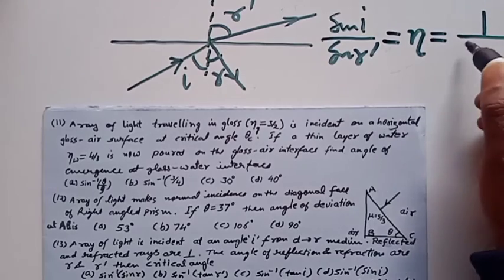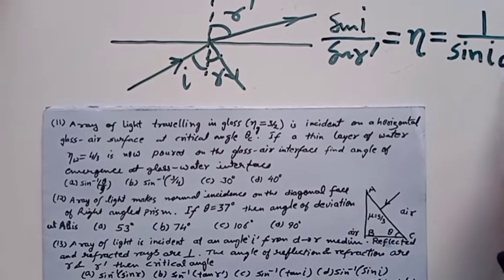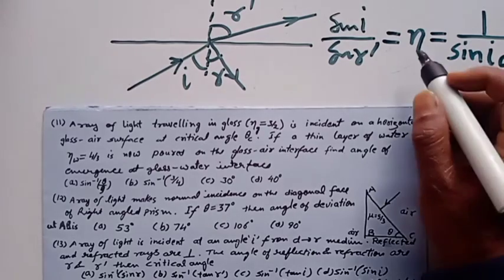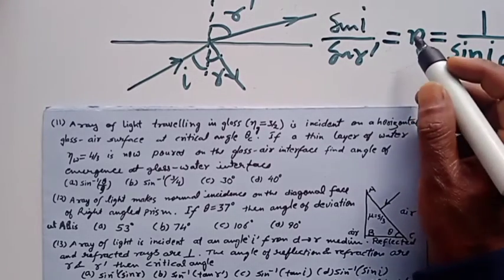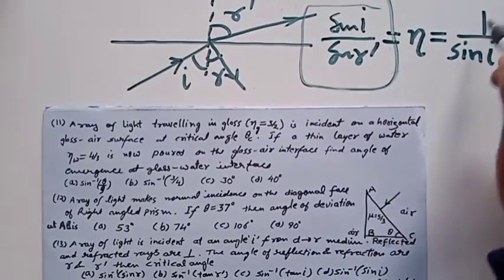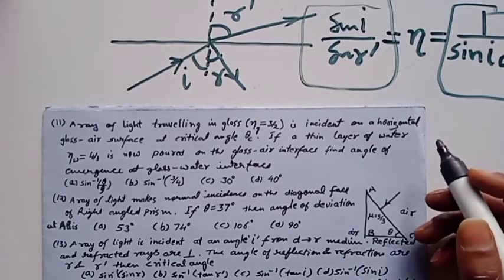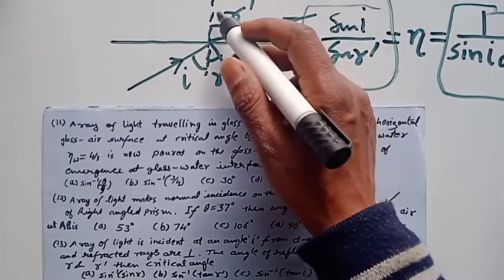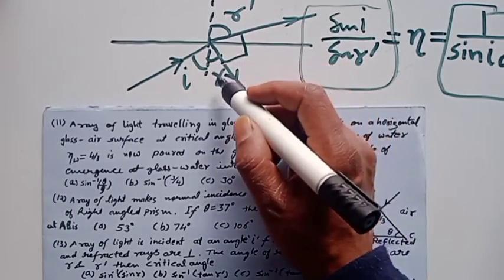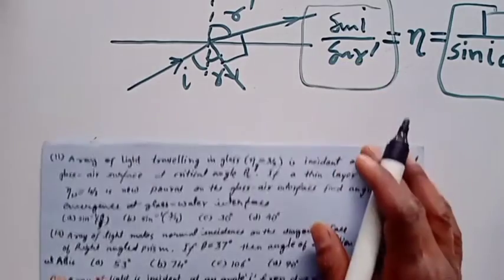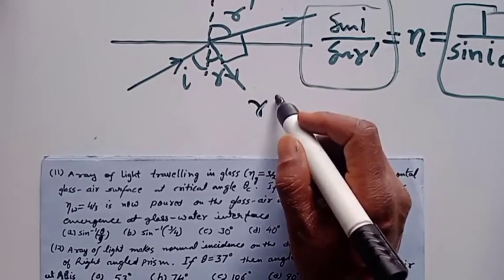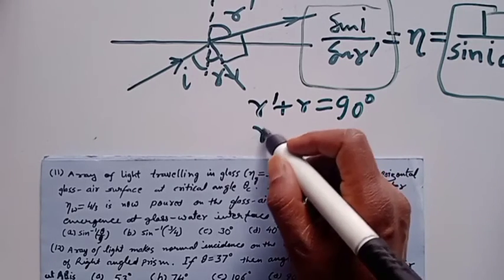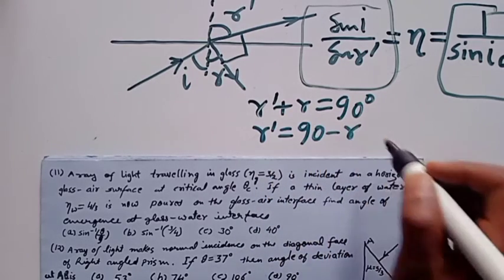I will, instead of using this, use sine IC. This is not this critical angle, this is the critical angle. So this is how it is related to refractive index. And now we have to set a relation between these only. There is one more thing: this angle is 90 degrees. This entire angle, r dash plus 90 plus r is equal to 180. So r dash plus r is also 90 degrees. It means r dash is equal to 90 minus r.